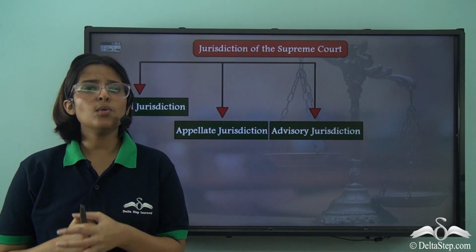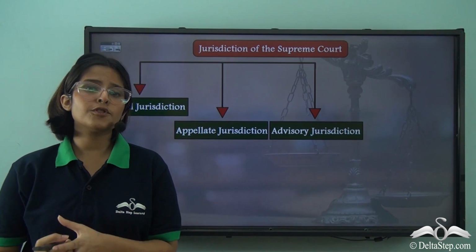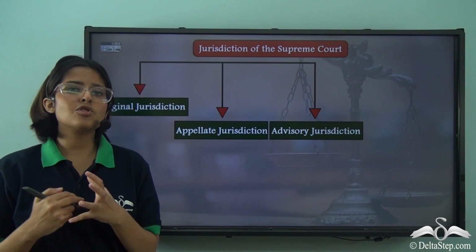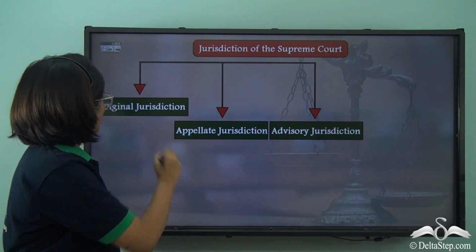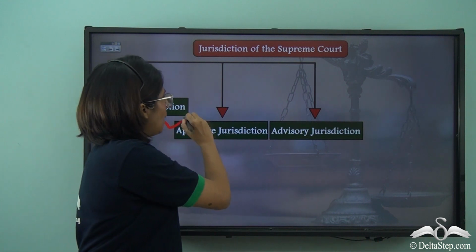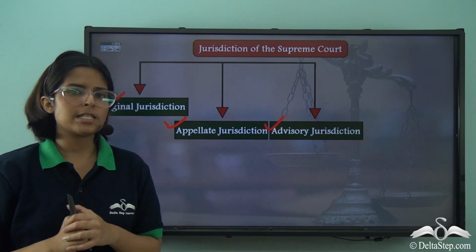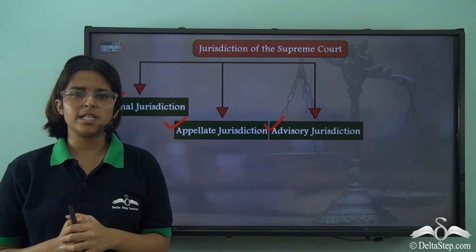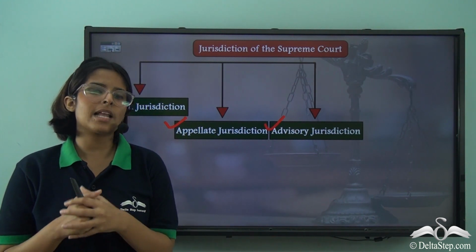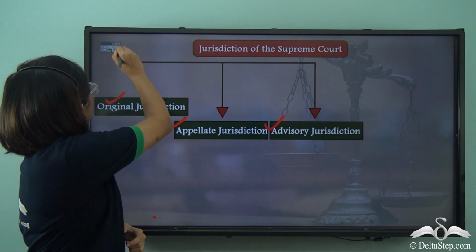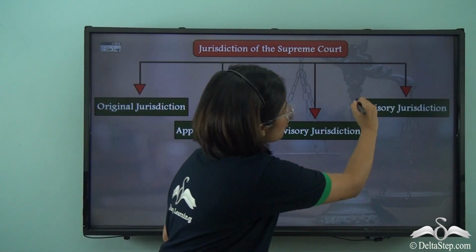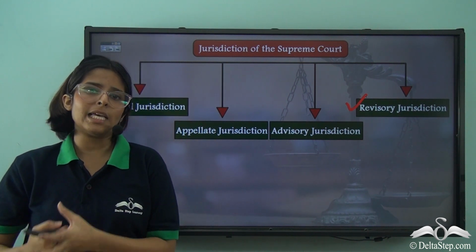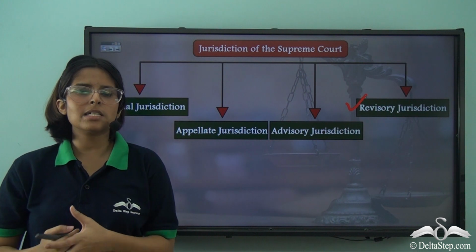So in this video, we have looked at the different types of jurisdiction of the Supreme Court. The Supreme Court has three main types of jurisdiction: the original jurisdiction, appellate jurisdiction, and advisory jurisdiction. But other than these three main types of jurisdiction, the Supreme Court also has another type of jurisdiction. It is the revisory jurisdiction, in which the Supreme Court can review a case in which it had already passed a judgment.